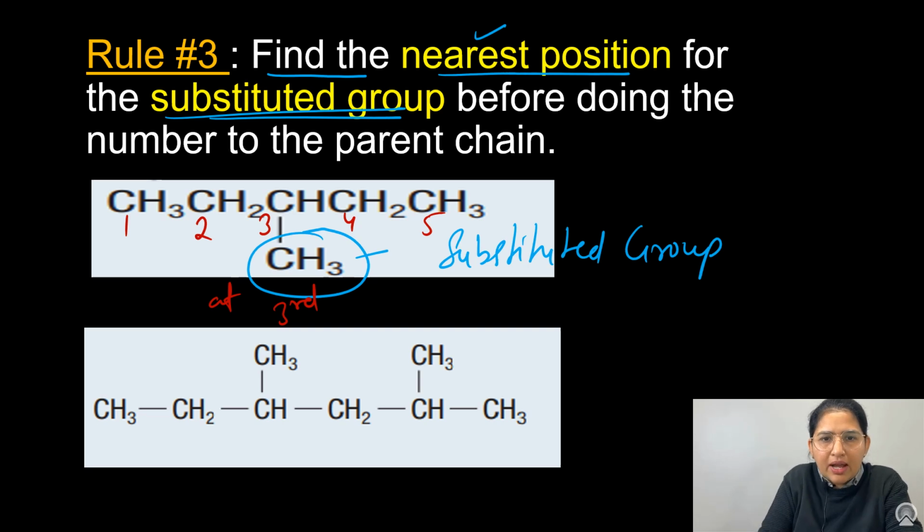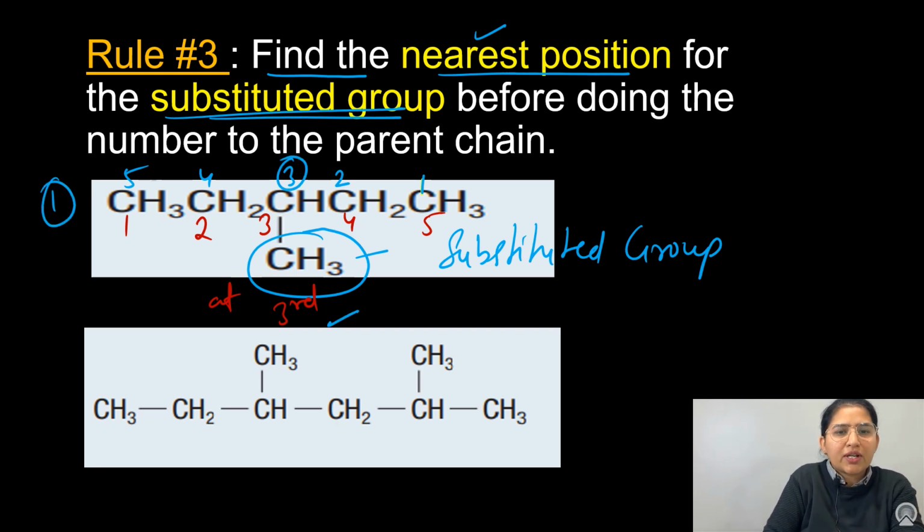Okay, now let's do the numbering on the opposite side. Let's say I start the numbering from the right: it's going to be 1, 2, 3, 4, 5. It's completely fine. Again, I am getting the position of the substituted group, that is third. So for the first compound, it's okay. We are having the same position either from the left or from the right. Now let's go to the next.